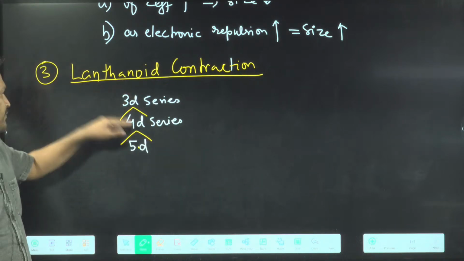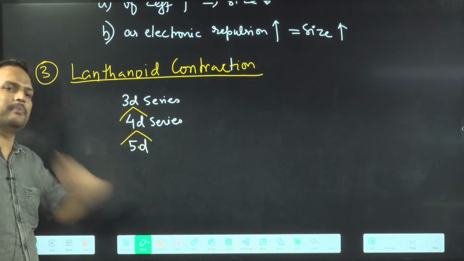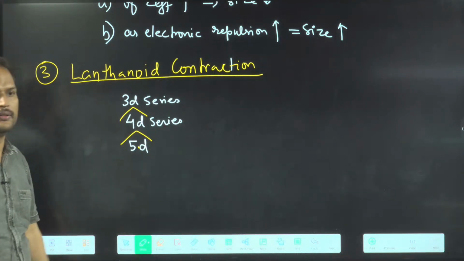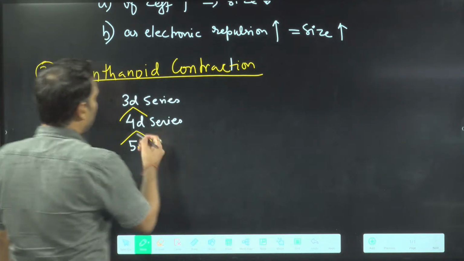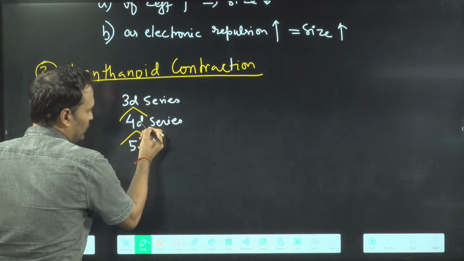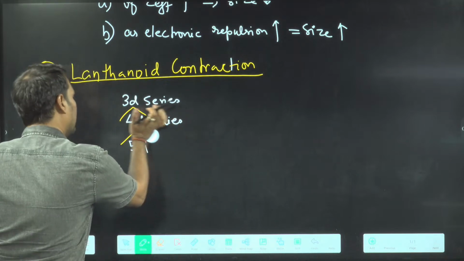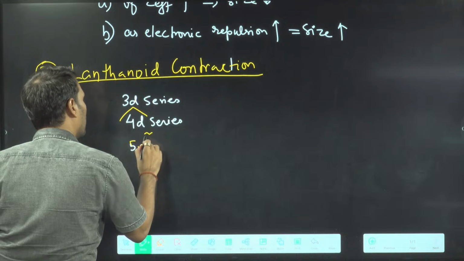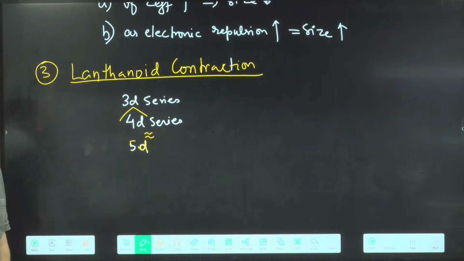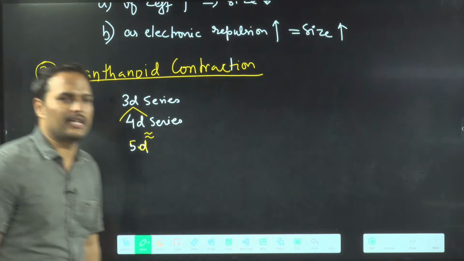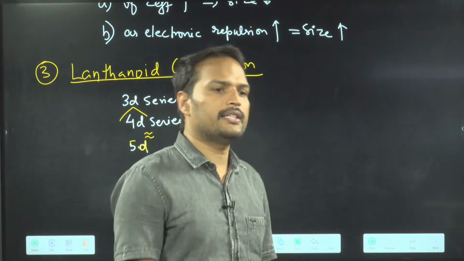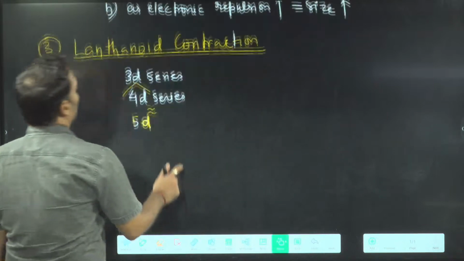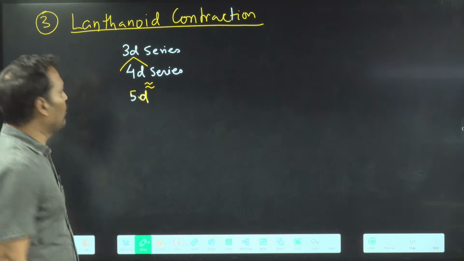Fourth period, fifth period, sixth period. Sixth period biggest, then fifth period, then fourth period. But what is the actual thing? It is like this: as you move from 3D to 4D, size increases. But in the case of 4D and 5D, size is almost the same. 4D and 5D series elements have almost the same size. Clear with this point? Okay?